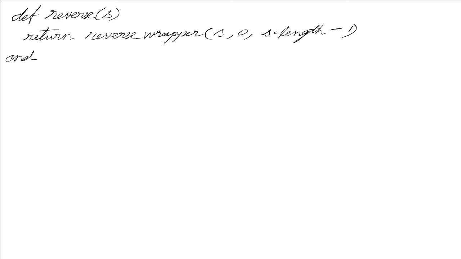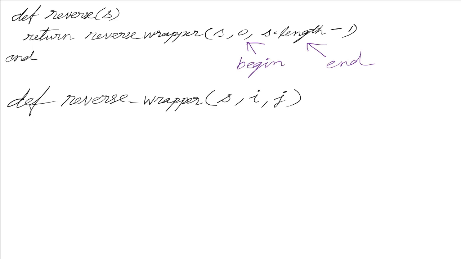This recursive version is a bit similar to the iterative version we saw before. We have a wrapper that takes two additional parameters besides the string to be reversed. These are the beginning and ending indexes of the string to be reversed. The reverse wrapper method takes three arguments, s, i, and j.